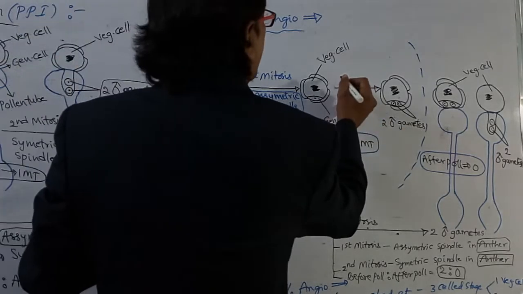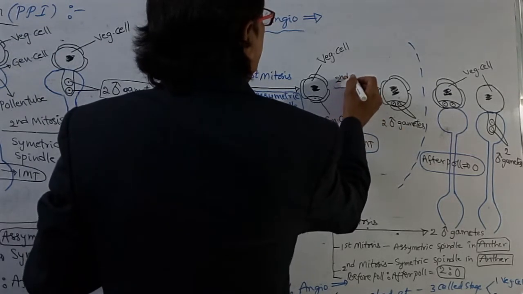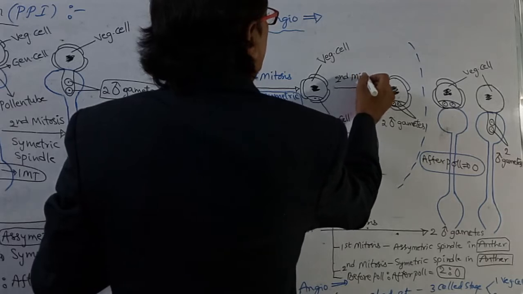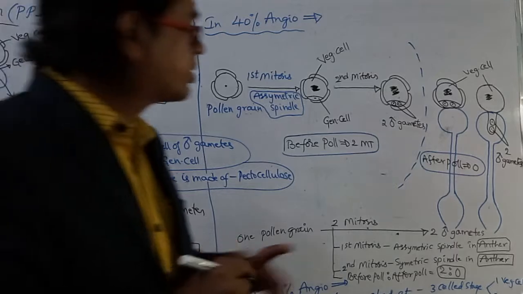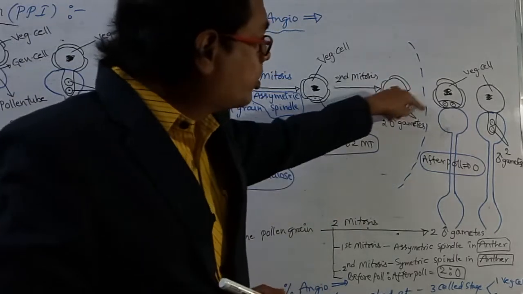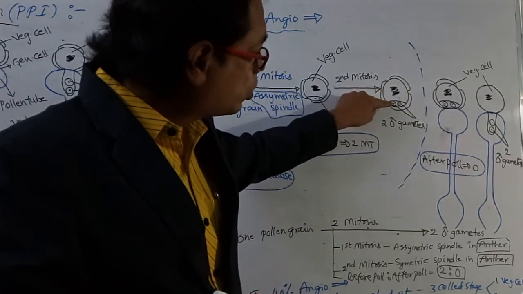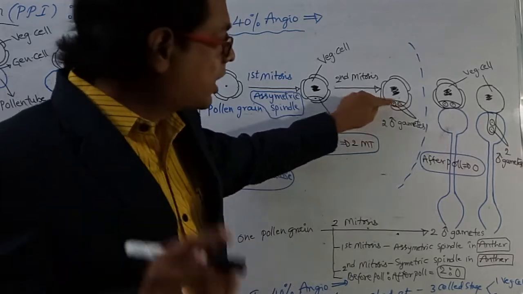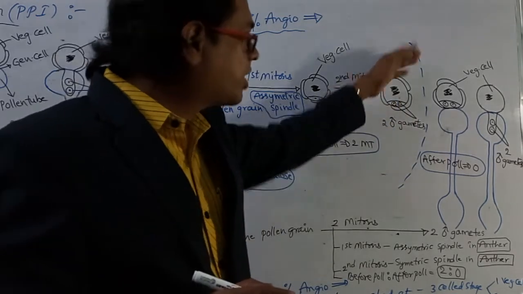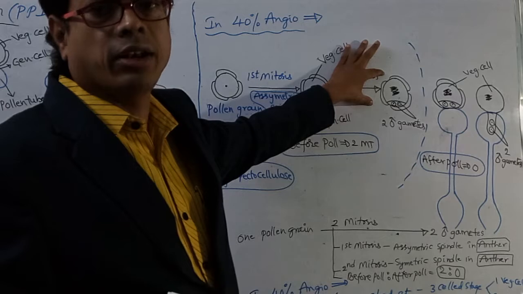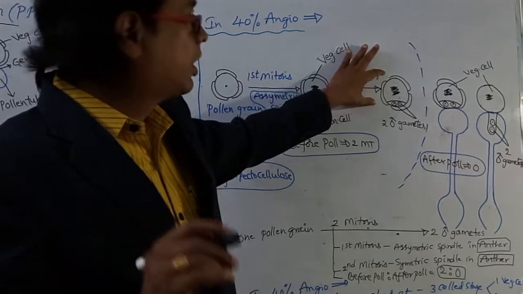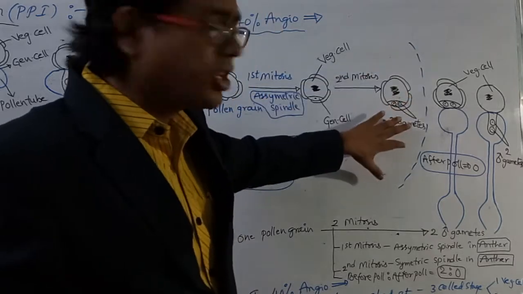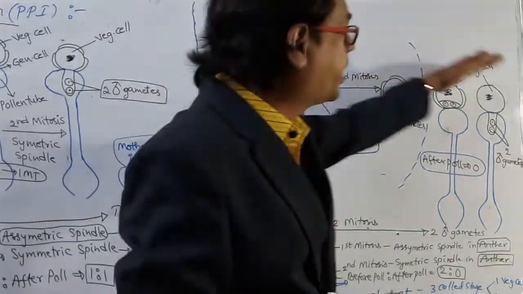This will be considered as second mitosis. So that means total how many cells are there? 1, 2, 3. One vegetative cell and two male gametes. Right. This is the three cell structure pollen grain. That is completely developed male gametophyte. After the formation of these three cells, pollen grains are liberated.